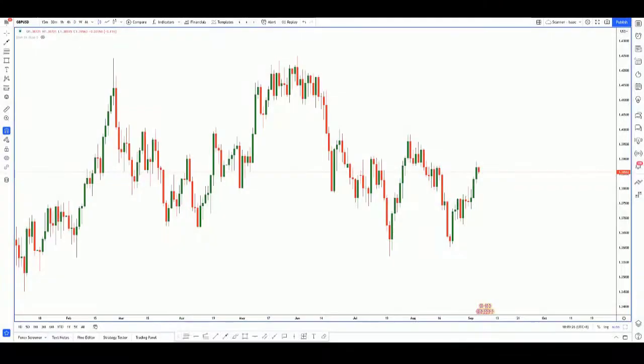Hi everyone, welcome to today's trade of the day, and for today's trade of the day we will be looking at the pound dollar. So what I have here is pound dollar on the daily, and I really just want to focus on this area.